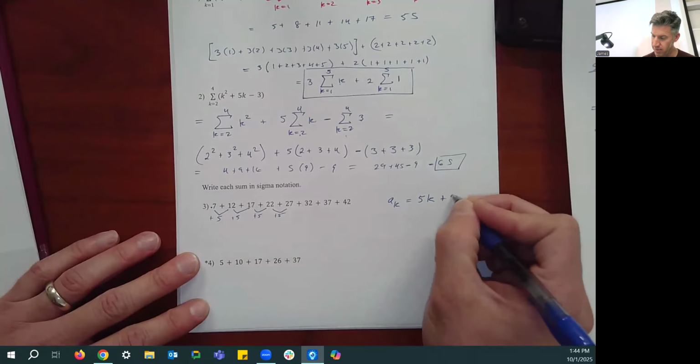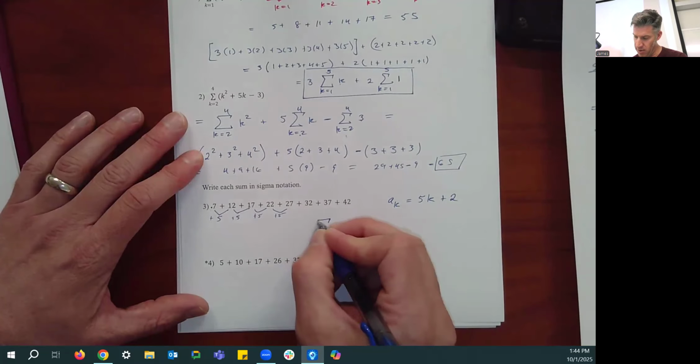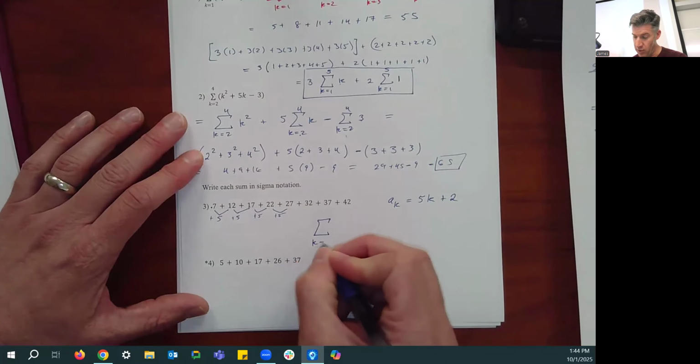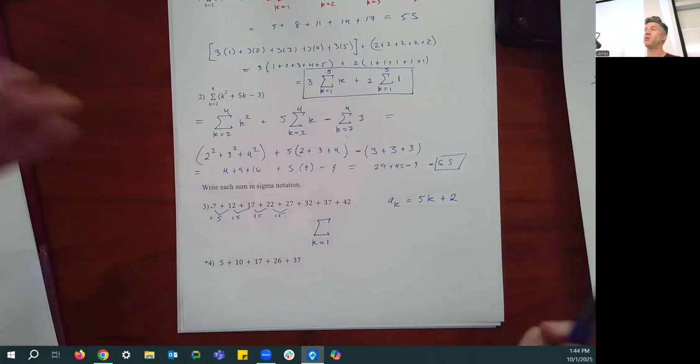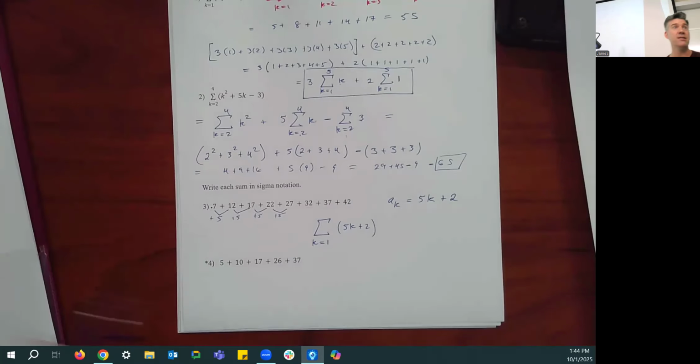So my a sub k that's going to be in my summation is going to be 5k plus 2. So I'm going to write the sum. I do want to start at k equals 1. You don't have to start at k equals 1 in general, but it's usually an easy place to start. And then the thing I'm adding up is 5k plus 2. You don't really need parentheses there, but I like them. Now, the question is, where do we end? Well, there's 2 ways to figure this out.